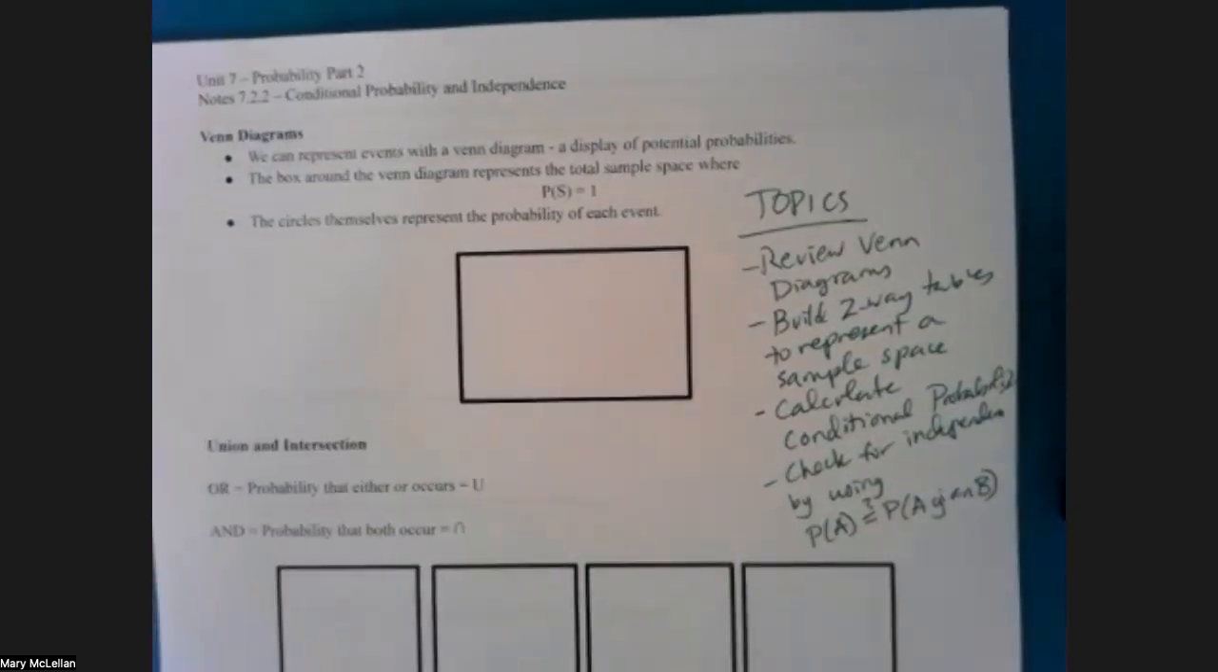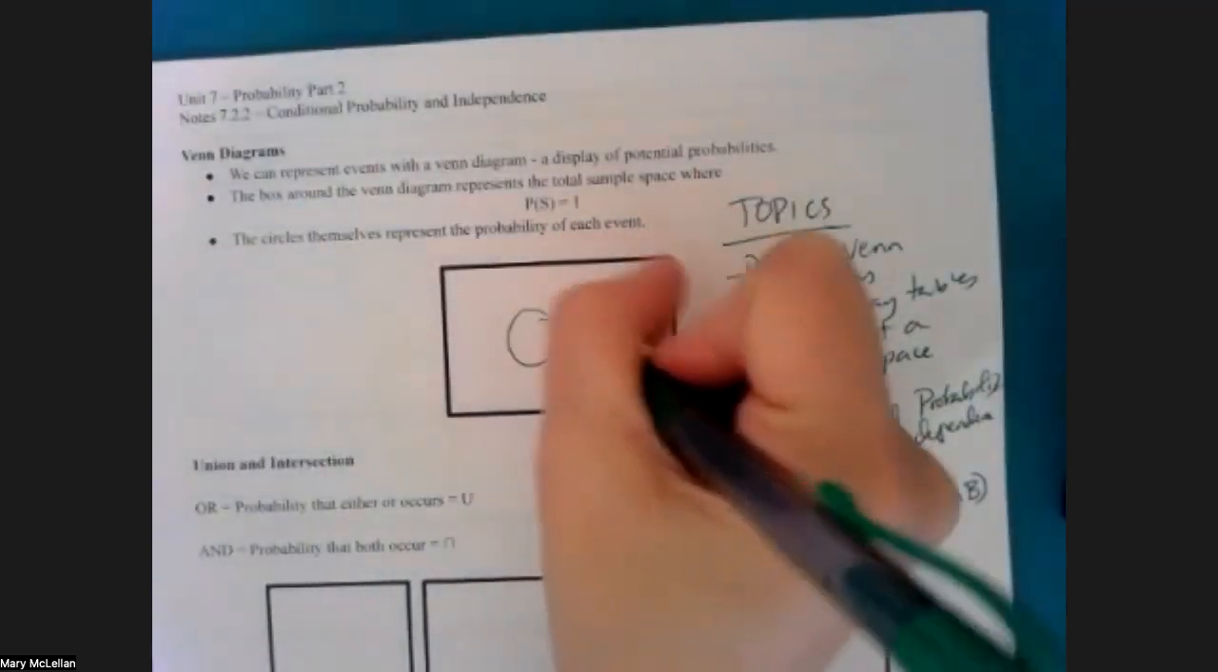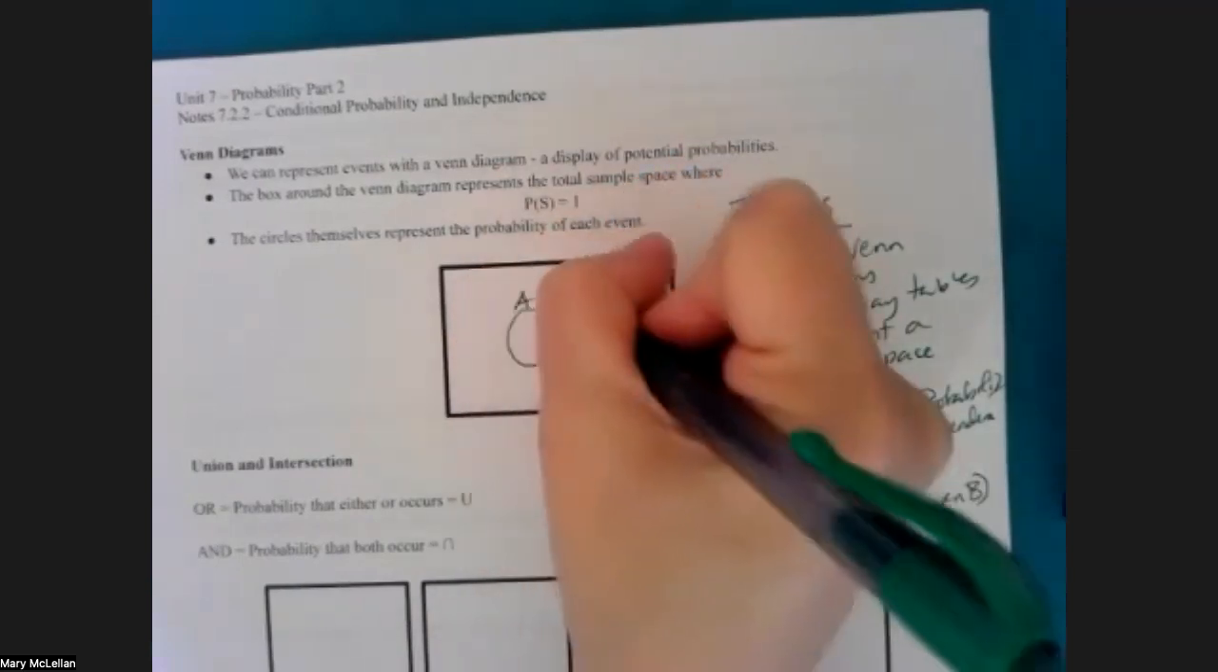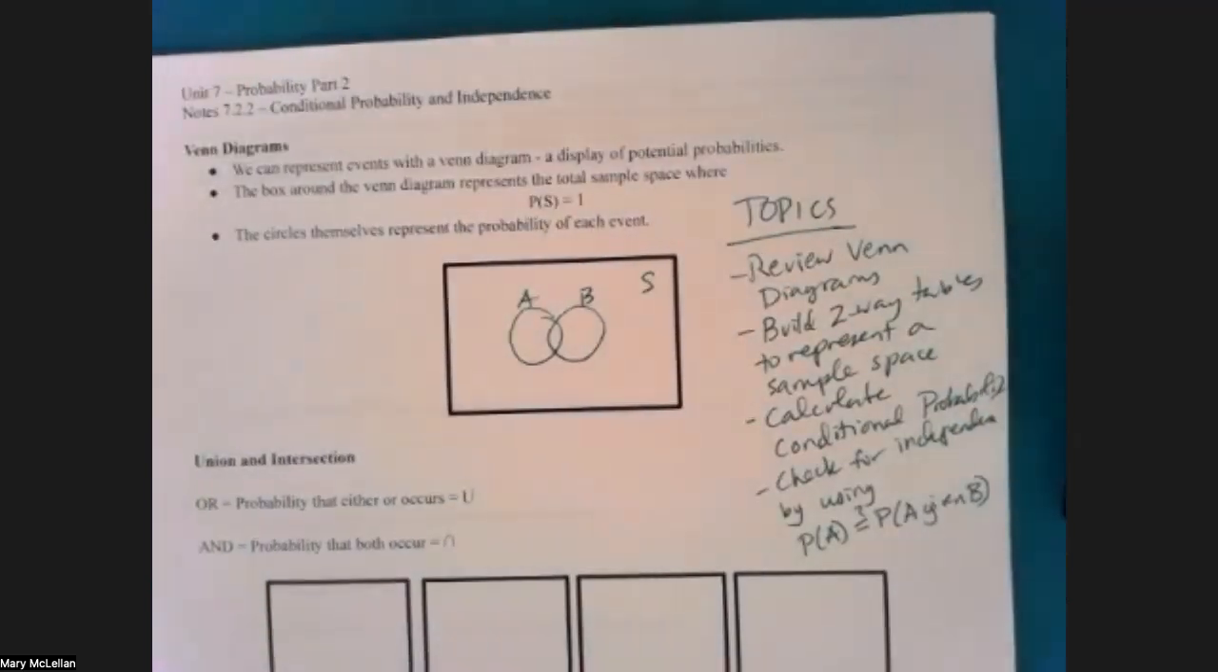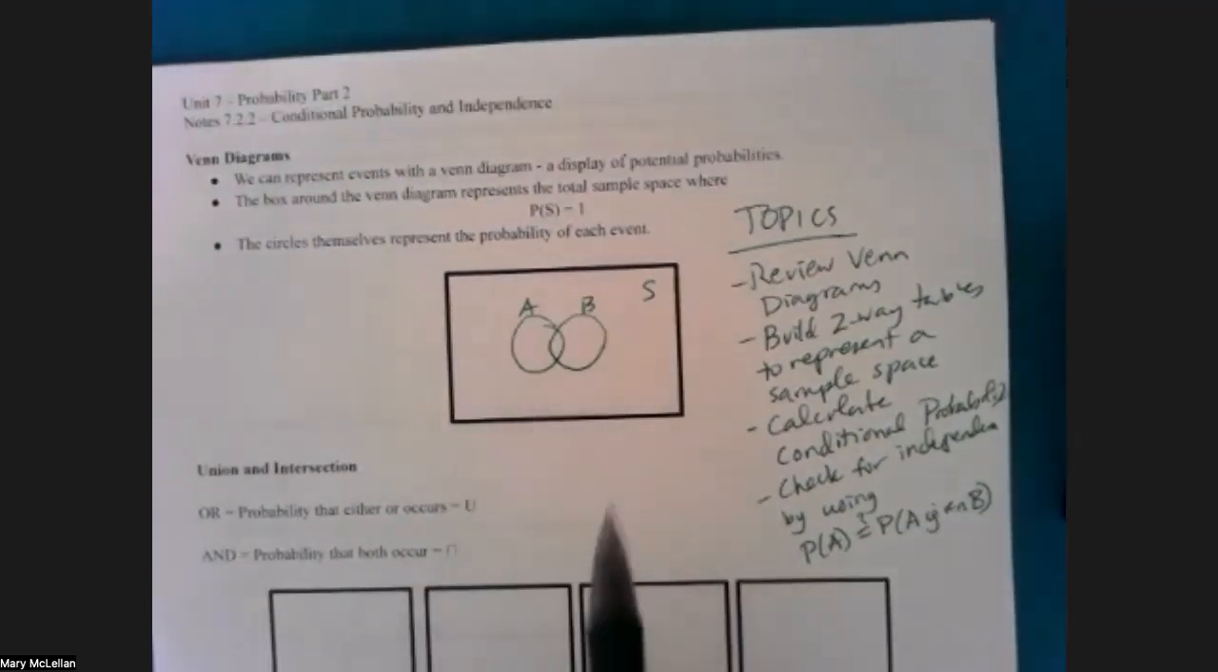Now, Venn diagrams are probably familiar for you. We can represent events with a Venn diagram. It's a display of potential probabilities. The box around the Venn diagram represents the total sample space where the probability of something in the sample space happening is probability of S equals 1. The circles themselves, and let's draw those in. We have A and B for our events and our sample space. So this is a Venn diagram.